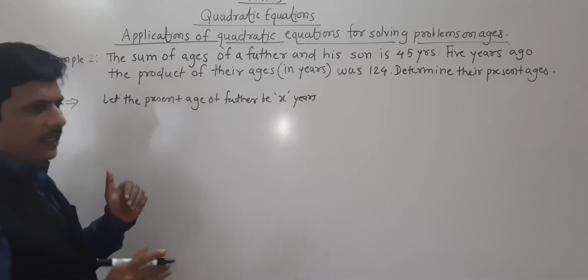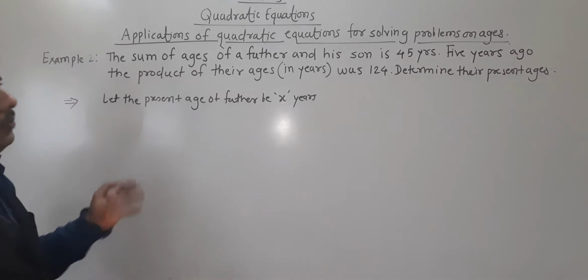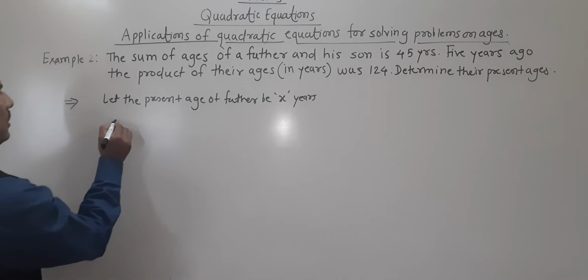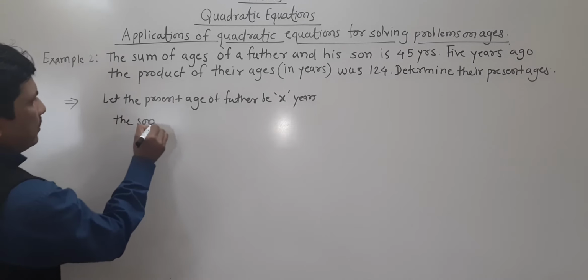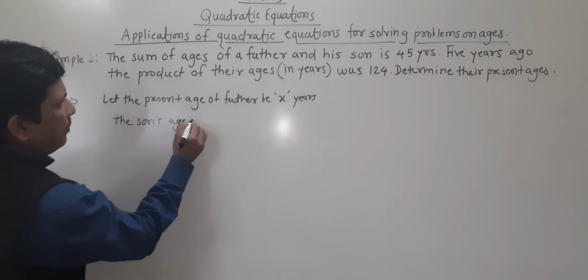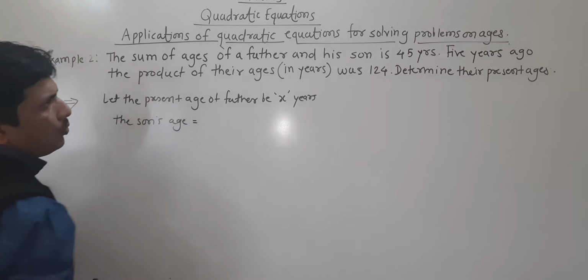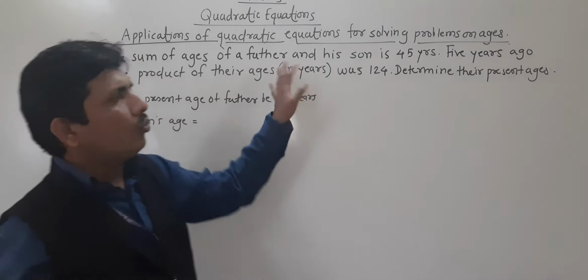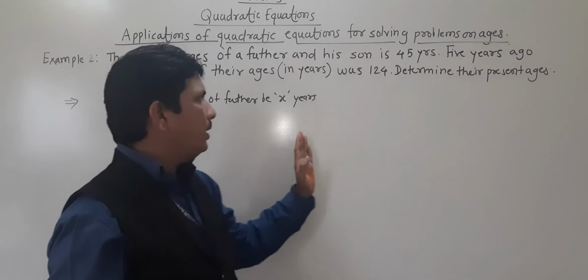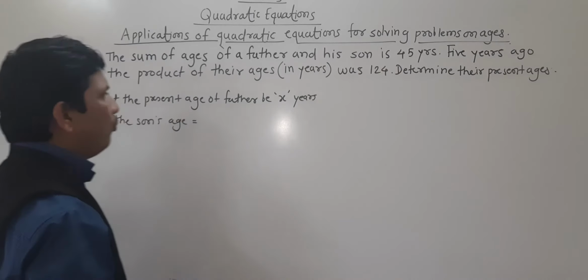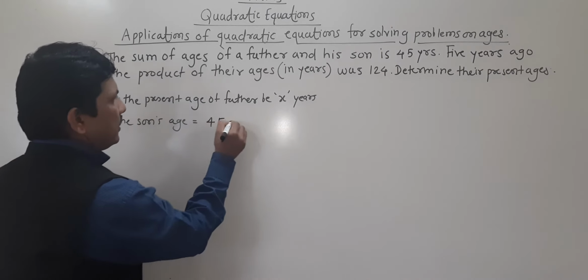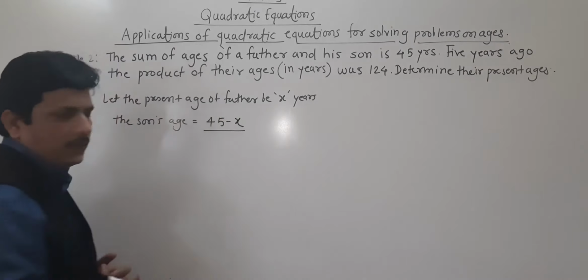Okay, if the present age of the father is x years, what will be the son's age? Then the son's age is equal to, what is the son's age? Total is 45 years. From that, x we need to subtract. So 45 minus x. Son's age is 45 minus x.